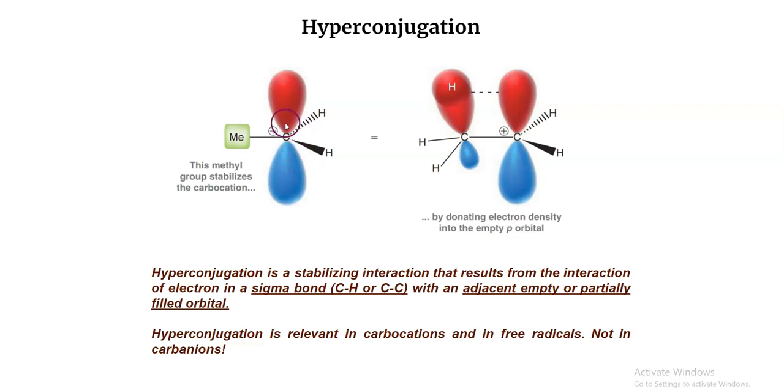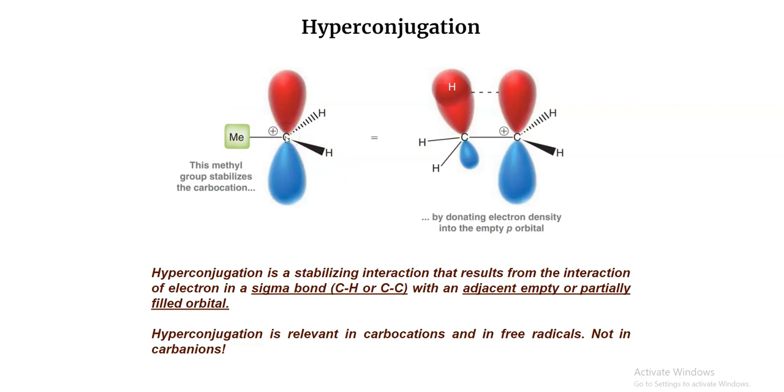And the way hyperconjugation helps in the stability of those free radicals is by helping sort of suppress the positive charge with the sigma, carbon-carbon or carbon-hydrogen sigma electrons adjacent to the carbon center, the positive center.